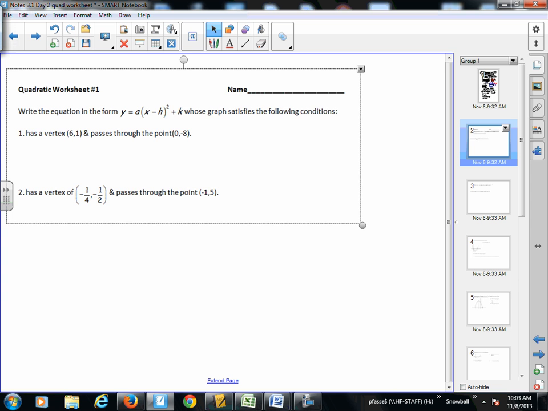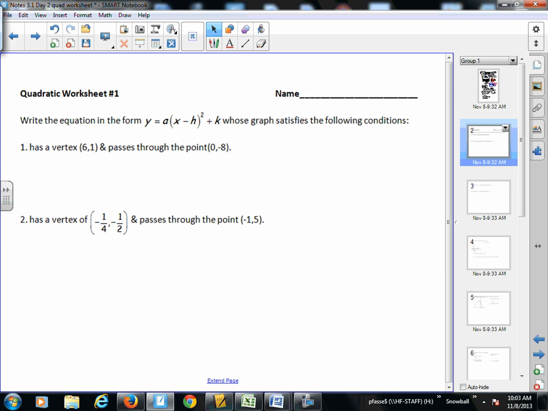First off, example 1. They say use the vertex form, y equals a(x minus h) squared plus k. Instead of f of x, you can use y, that's fine. We have a vertex (6, 1) and a point (0, negative 8). The vertex is (6, 1). What information is in vertex form? h, k. And then they give us a point (0, negative 8).